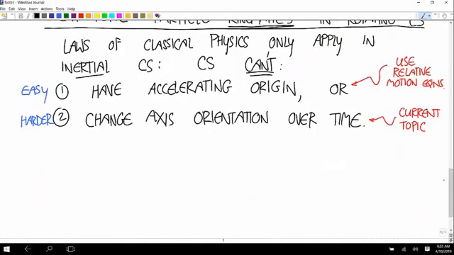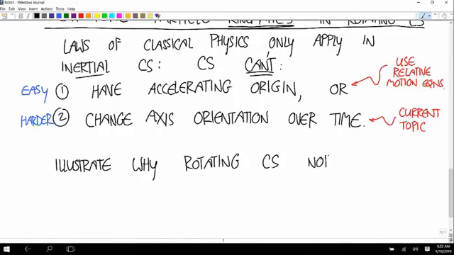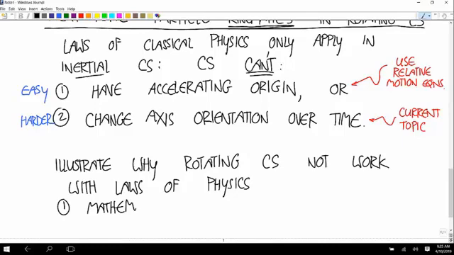Okay, so I'm going to try to illustrate, by this I mean a rotating coordinate system. So why does a rotating coordinate system not work with the laws of physics? I'm going to do it mathematically, kind of. Just we'll identify where the problem is, and also just intuitively.